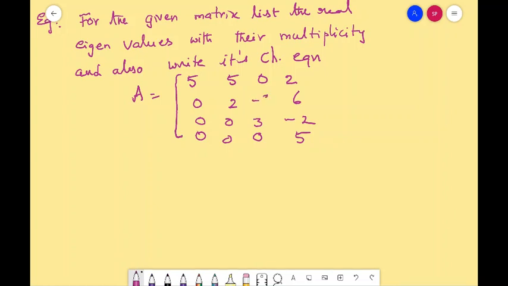0, 0, this is minus 3. So this is the matrix. Now let us look at the solution.